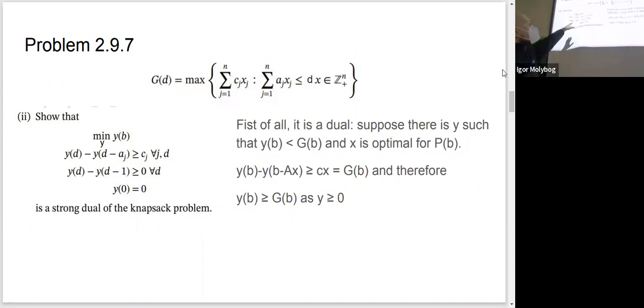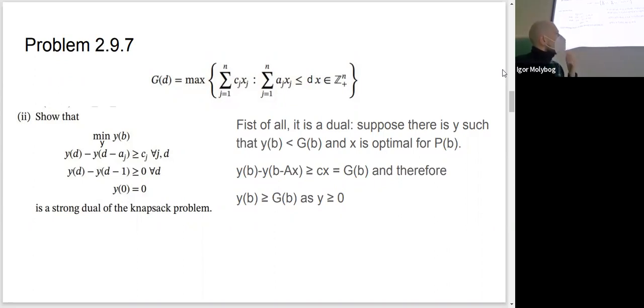So we need to take this problem now and show that it is a dual. First of all, it is a dual, and then we need to show that it is a strong dual for the original solution of the integer knapsack problem. Let's start by showing that it is in fact a dual.